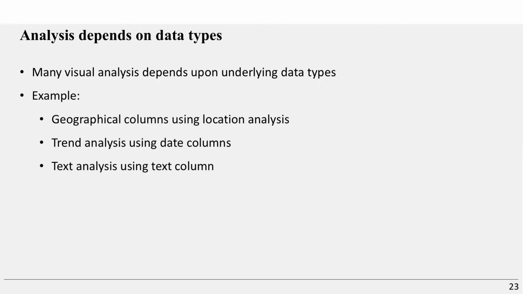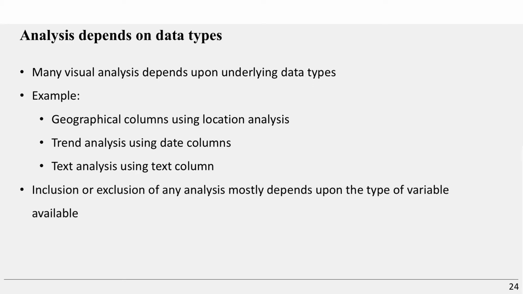Let us take an example. Using location columns like state name, country name, etc., we can perform geographical analysis using maps. Whereas on the other hand, if there are no date columns, obviously we cannot perform any types of trending analysis. Hence, inclusion or exclusion of any analysis or visual mostly depends upon the type of variable we have in our data. Let us take a few data sets and understand their granularity, and also we will try to classify the columns into different types.